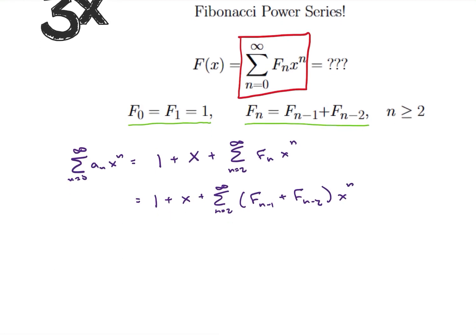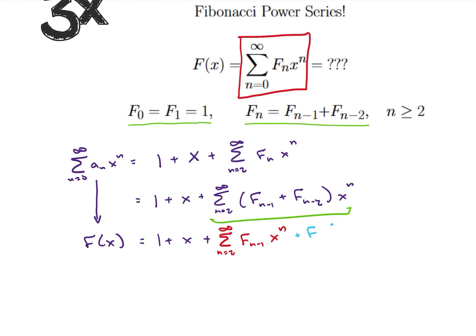So what we're going to do is look at this expression here and break it up into a few different pieces. First we're going to look at the f sub n terms. So I'm going to rewrite this again. I'm going to have 1 plus x, and then this is just f of x. So f of x is 1 plus x plus, now I'm going to break out the left, the sum from n equals 2 to infinity of f sub n minus 1 times x to the n. And then we'll have plus the sum from n equals 2 to infinity of f sub n minus 2 times x to the n.